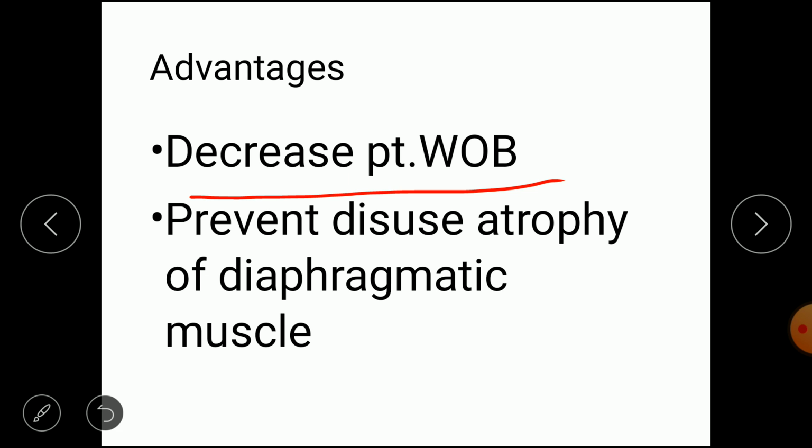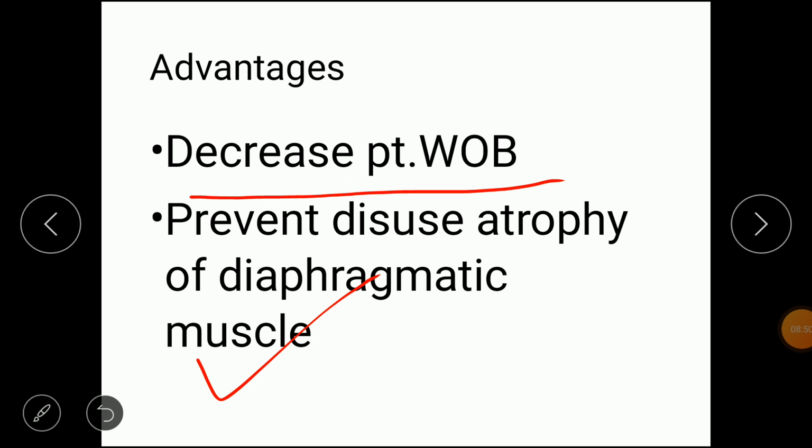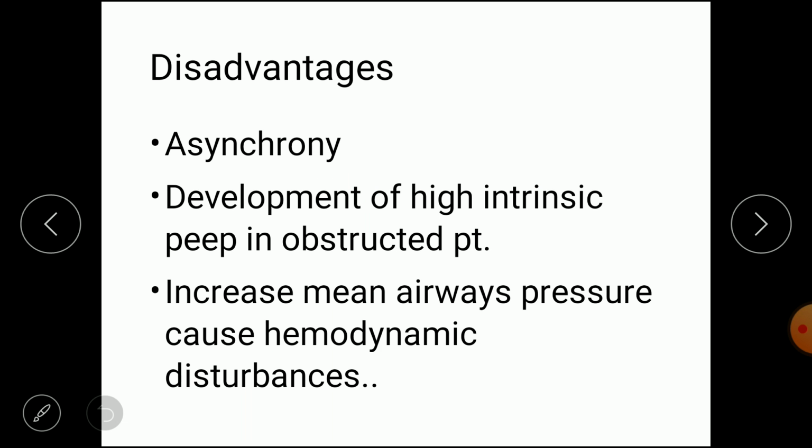It prevents disuse atrophy of diaphragmatic muscles. That means in CMV, generally atrophy occurs, but in AC control mode, there is no disuse atrophy of the diaphragmatic muscle, because the patient also initiates the breath. So that means muscle activity is done. That's why it prevents disuse atrophy of the diaphragmatic muscle.